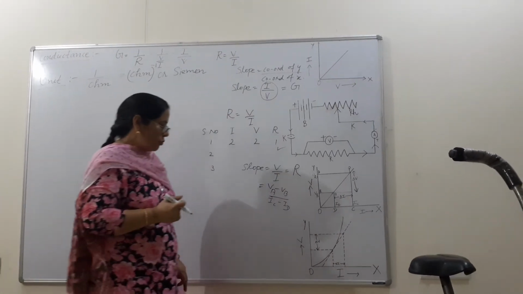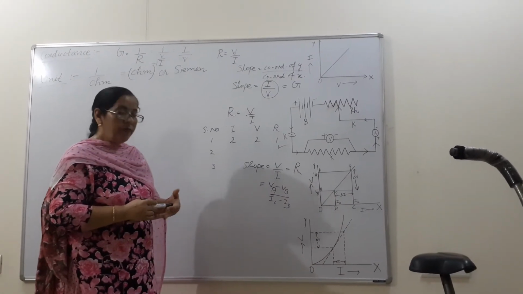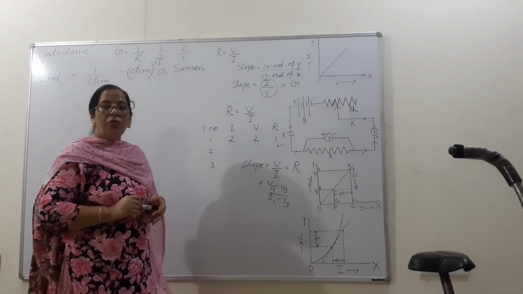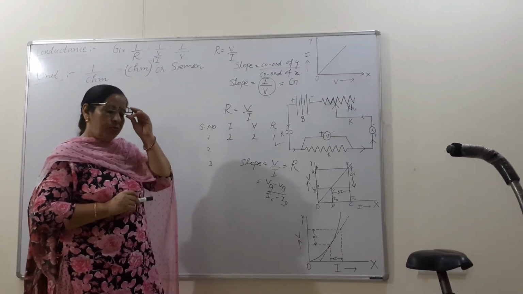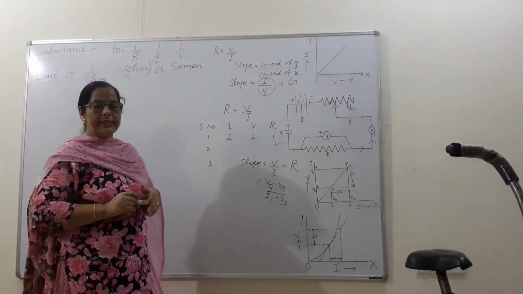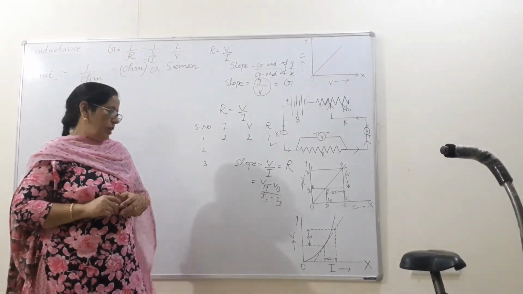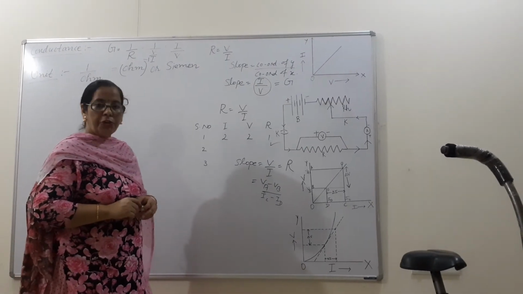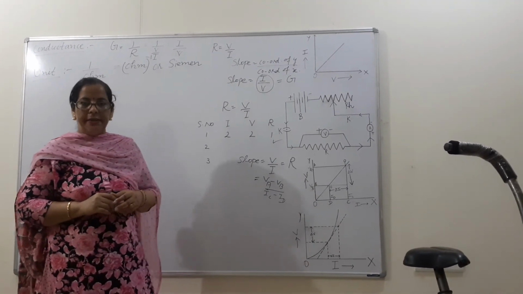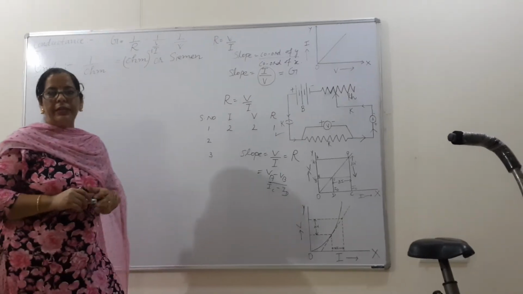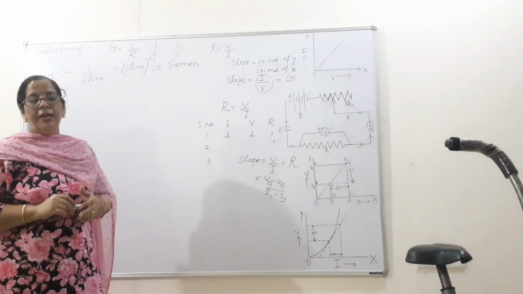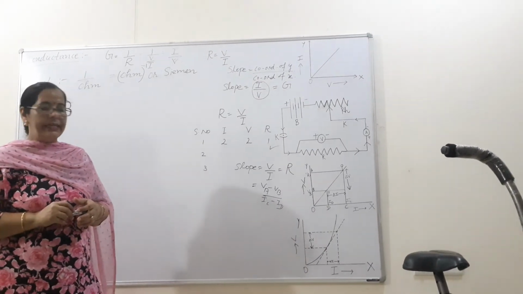Then next one beta, they can ask you why we prefer copper and aluminium, why we are not using silver. Silver has the least resistance. Then why are we not preferring it? Then what answer will you give? Because silver is costly. Aluminium and copper are cheaper ones, so we have to prefer those.